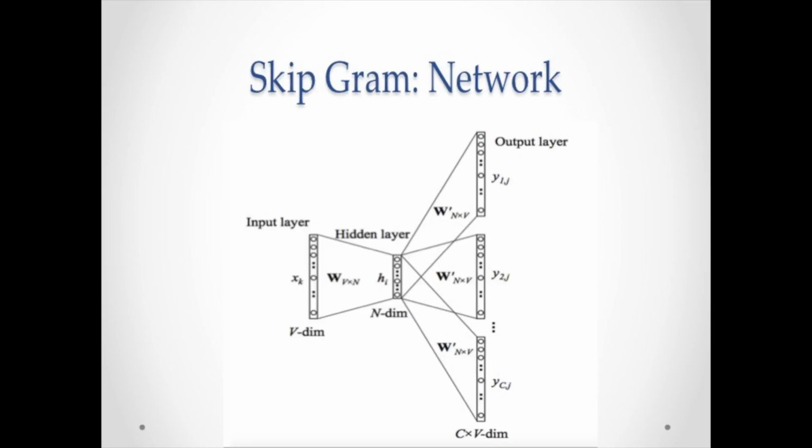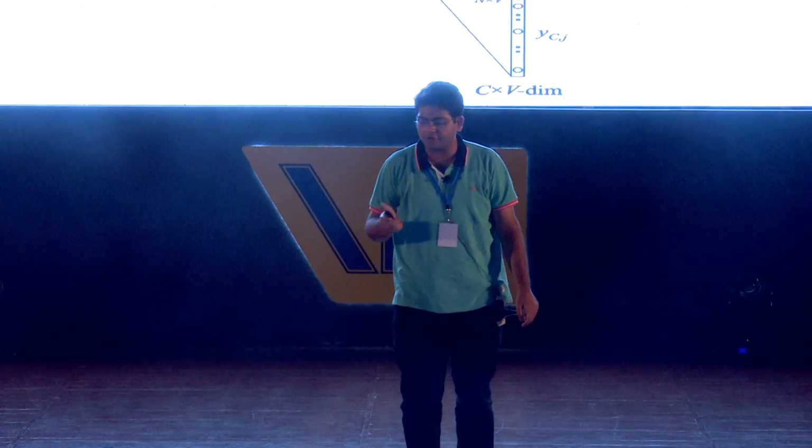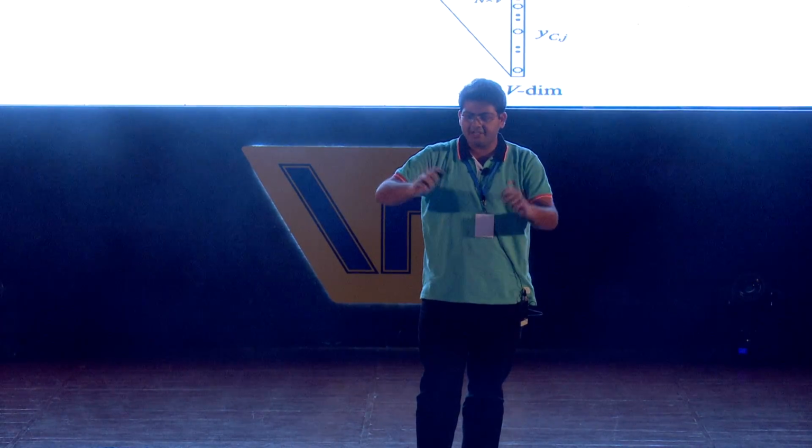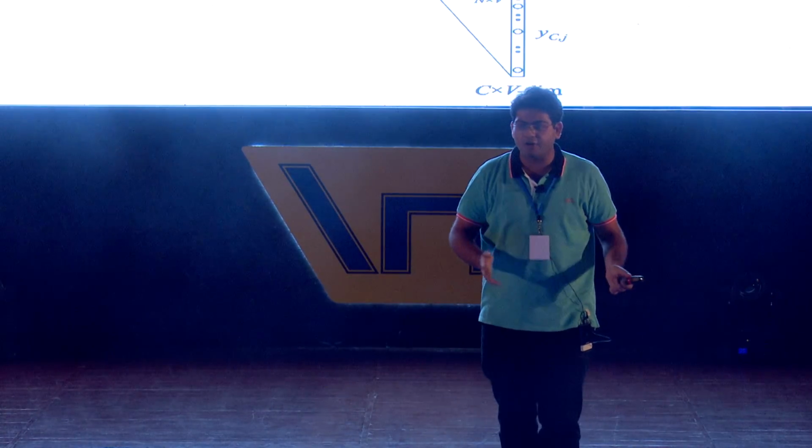So you have a center word. V means the vocabulary size, and you learn weights. These weights themselves are the embeddings of each of the words, with the n-dimensional hidden layer which I have shown, and the C words on the output layer which you see. These are the context words, the words which surround the center word. So given a center word, predict the context words. Word2vec is very similar to what logistic regression is.